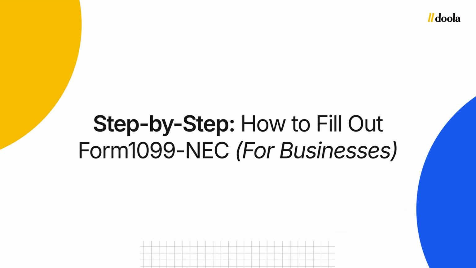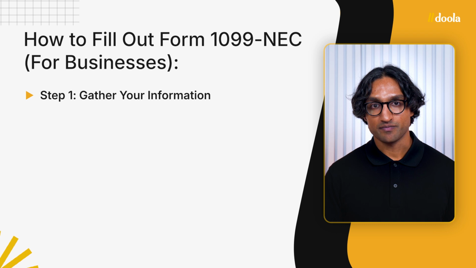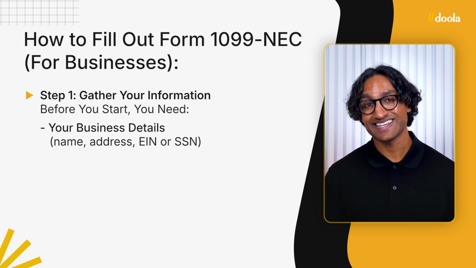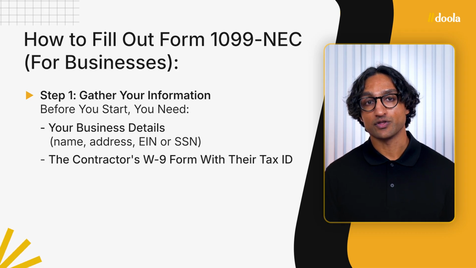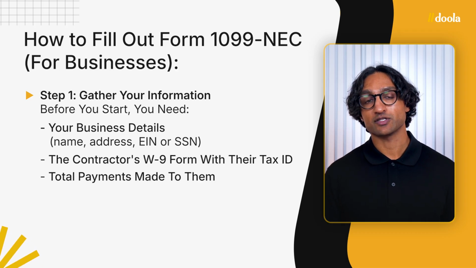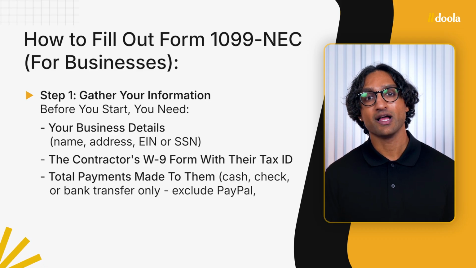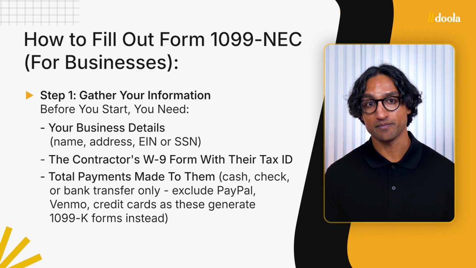Let's go through a step-by-step how to fill out Form 1099-NEC for businesses. Step 1, gather your information. Before you start, you're going to need your business details, that's your name, address, EIN, or SSN, the contractor's W-9 form with their tax ID, total payments made to them, cash, check, or bank transfer only, exclude PayPal, Venmo, or credit cards as these generate 1099-K forms instead.